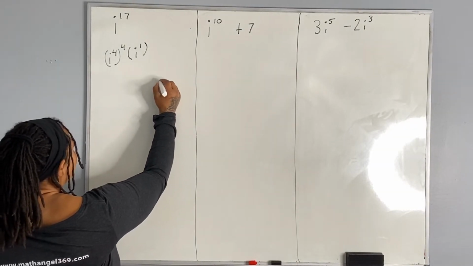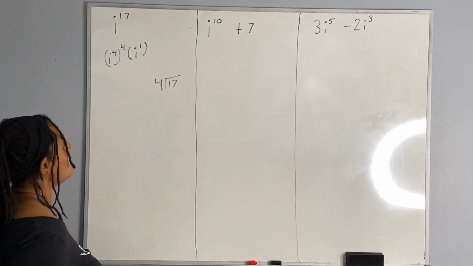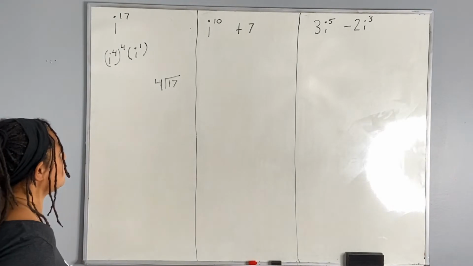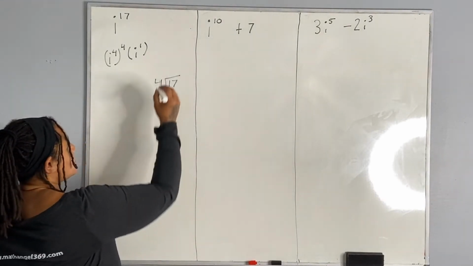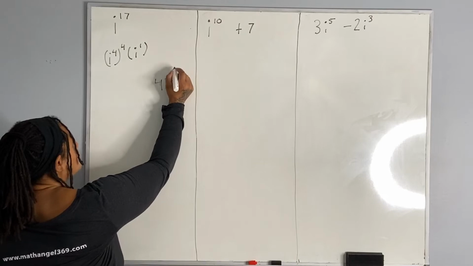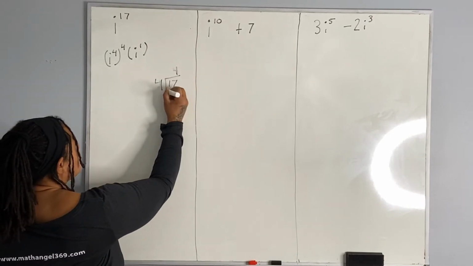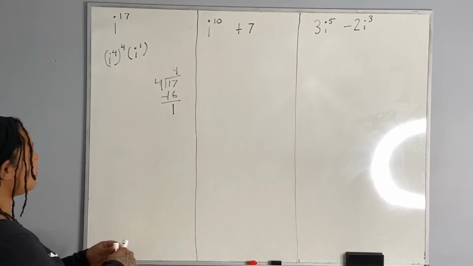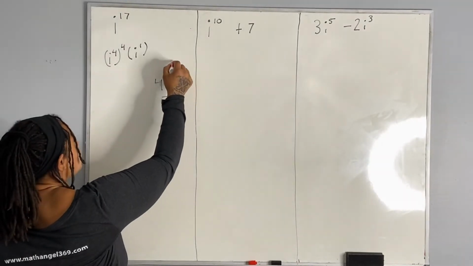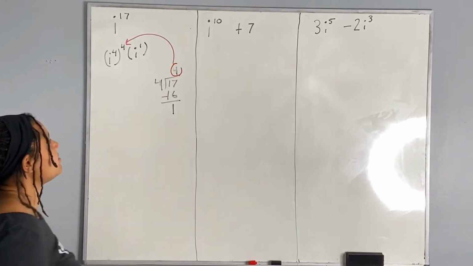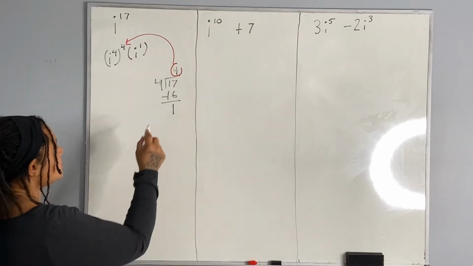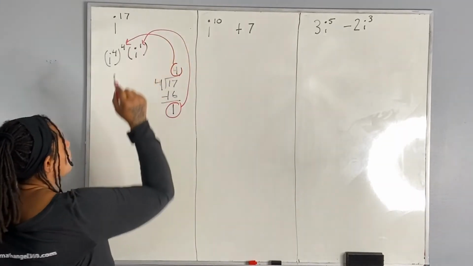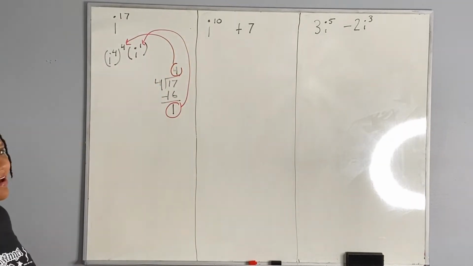If you take 17 divided by 4, you will say how many times does 4 go into 17? Well, 4 goes into 17 4 times. 4 times 4 is 16, and we have a remainder of 1. So the 4 here at the top is what you're going to write on the outside, and the remainder is what you're going to write for this second i, okay?